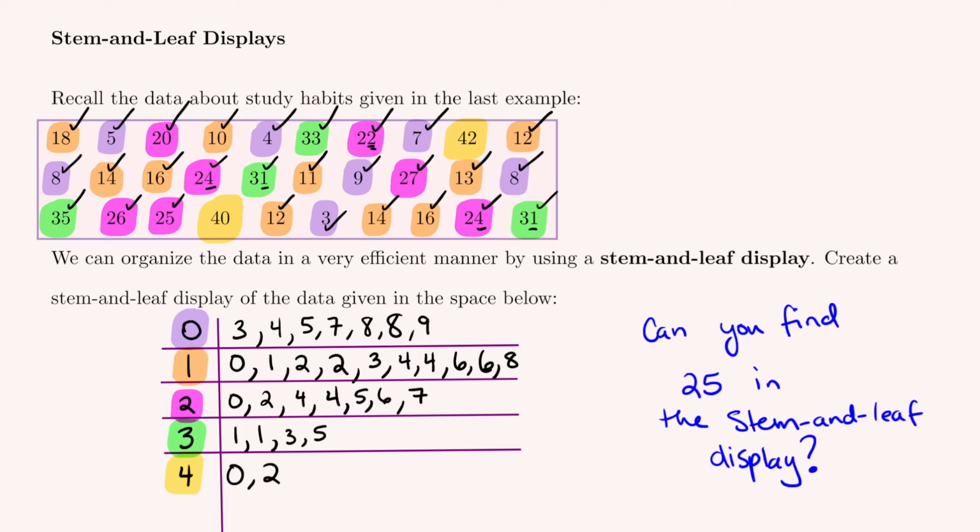So to practice working with the stem and leaf display, can you find the number 25 in the stem and leaf display? Visualize where that would be on the screen. The 25 is found in the row that starts with a 2, and then it is seen 5 places over on the digit 5, so 25.